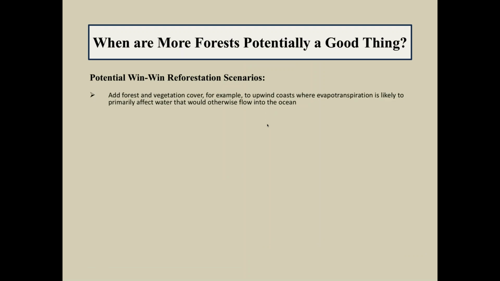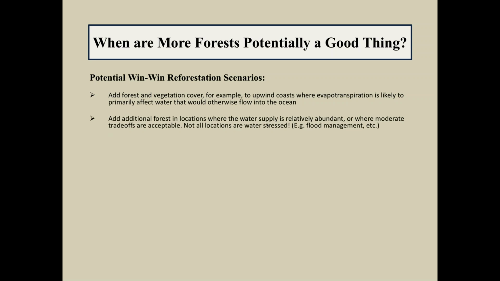Now, on the basis of this, it's possible to build a series of potential win-win reforestation scenarios. One can, for example, focus on the reforestation of upwind coasts to produce more evapotranspiration that doesn't affect the local water balance as much. There are a lot of catchments where the water supply is relatively abundant and where moderate trade-offs are acceptable. It's important to recognize that not all locations are water stressed. Flood-prone areas are another good example.